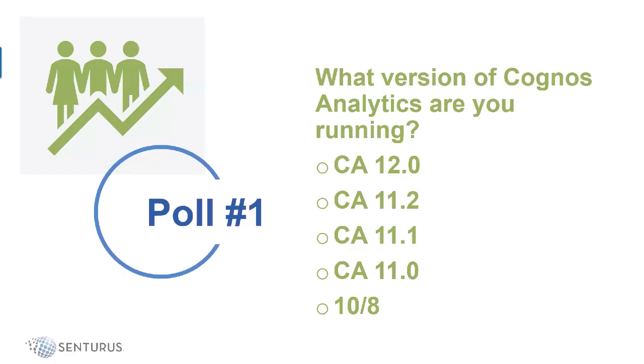Before we get things started, we have a couple polls for you today. All right, we got a couple polls. We're going to go ahead. The first one here is, what version of Cognos Analytics are you running? I'm going to start that first one and let it run for about a minute. All right, I'm going to go ahead and stop this first poll. Let's take a look, see what we got here. As soon as I can find the right window, there it is.